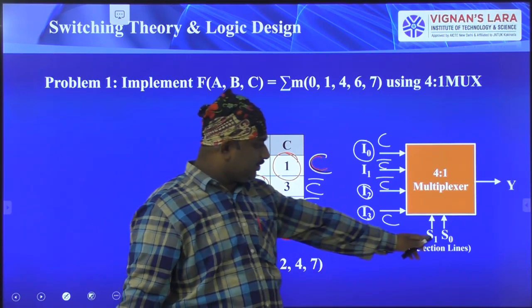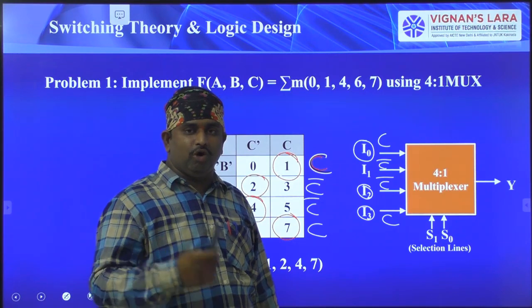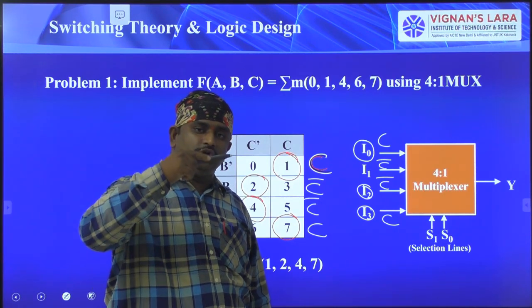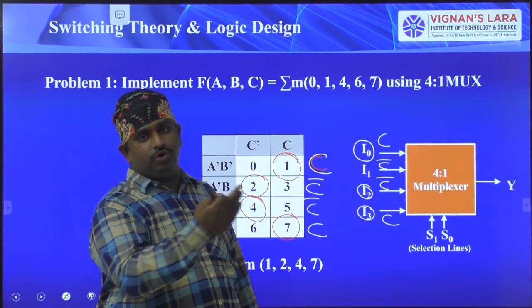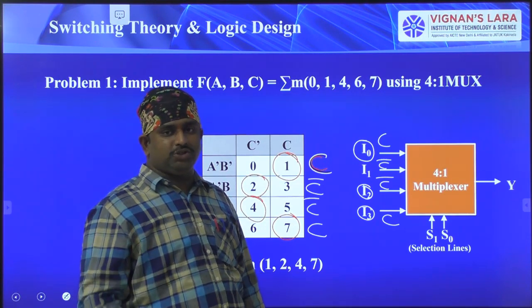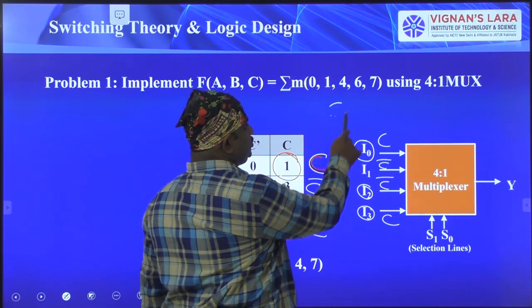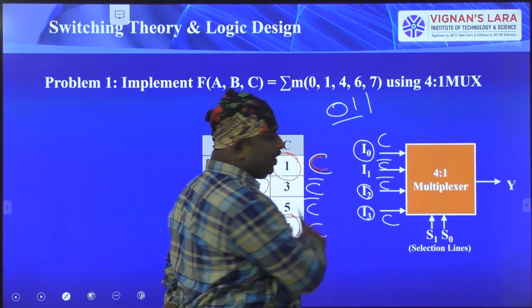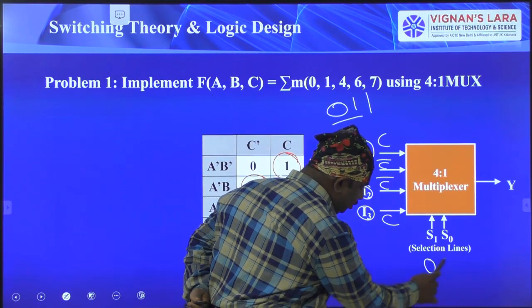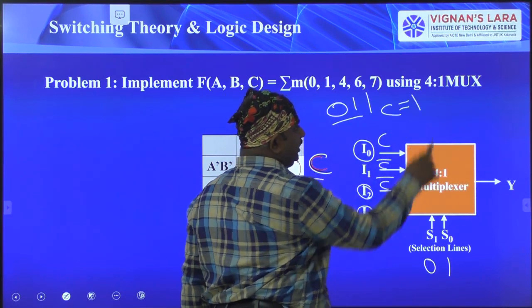Now if you select any combination from 0, 0, 0 to 1, 1, 1, three inputs from 0 to 7, you have to substitute the values. For example, take the combination 0, 1, 1. The first two values are A, B, which are 0, 1, and the next value C is equal to 1.